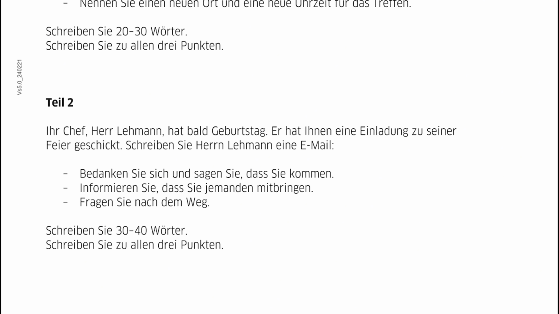So I will make a separate video on how you can write this SMS and email, and I will go through each of these points separately and also give you some different tips which will help you in the exam. And just like Lesen and Hören, they have also given you some sample answers at the end for Schreiben. So let's go and take a look at them as well.